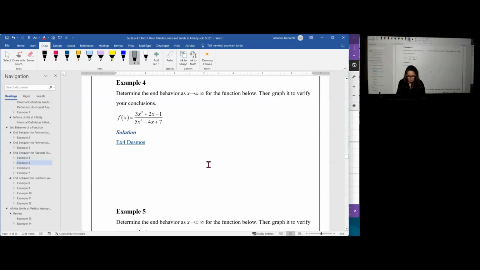Let's now look at example 4. Pause the video, estimate what you believe the end behavior, the limit as x approaches infinity, and the limit as x approaches negative infinity is going to be. Graph the function to make sure that your conclusion is correct, then turn the video back on.